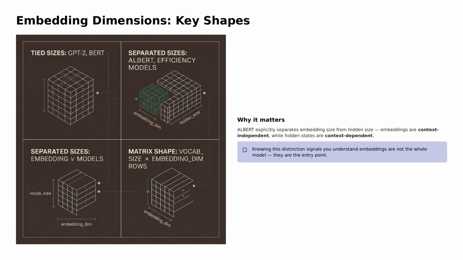One important shape distinction in ALBERT is between embedding size and hidden size. ALBERT separates these on purpose. Embeddings are context-independent representations of tokens, while hidden states are context-dependent and evolve through the network. That matters because it shows embeddings are just the model's starting point, not the full model itself. Understanding that difference is a good signal that you grasp how information actually moves through the architecture.